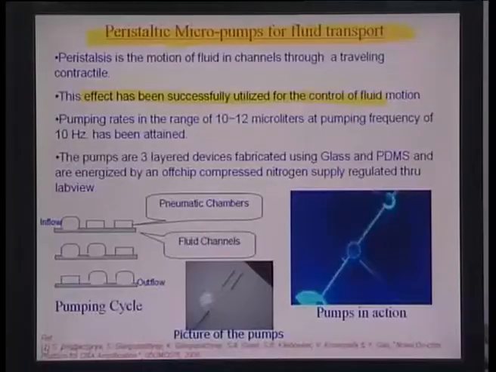So, what we have done here is that this effect has been successfully utilized to control flow of fluid motion, and that has been done by discretizing the peristalsis action in this particular illustration here. So, the device made is a 3-layered device with a layer at the bottom, which you cannot see here, but it exists. Okay, so, there is a layer at the bottom, there is a channel layer on the top, and then there is a blister pocket which is on the top of all this, and these blister pockets are all connected through an air circuit which is controlled selectively using a solenoid motion.